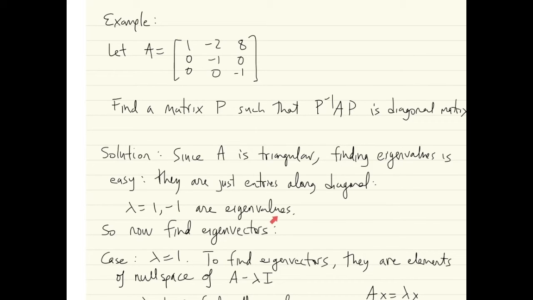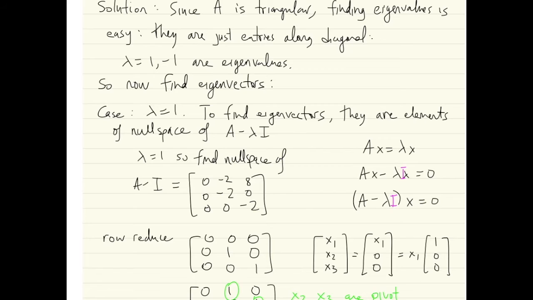So once we've got the eigenvalues, we next find the eigenvectors. And by definition, the eigenvectors are elements of the null space of A minus lambda I. So let's deal with the case where lambda is equal to 1. We'll deal with the case lambda equals negative 1 shortly. Okay, so lambda is equal to 1. That means we need to compute A minus I. A minus I turns out to be this matrix.